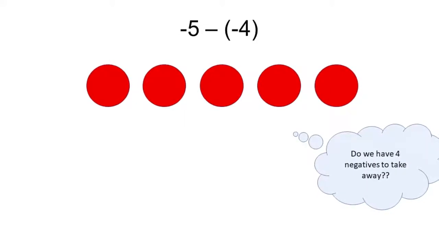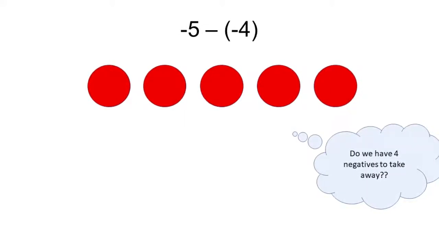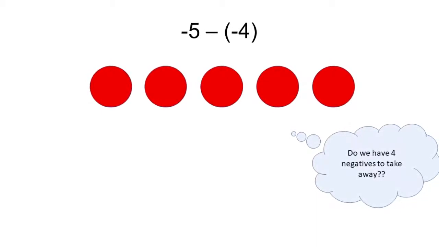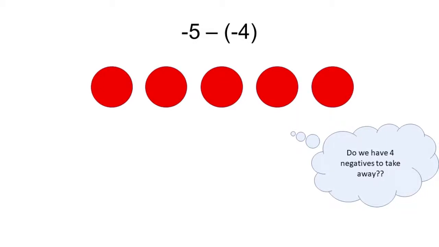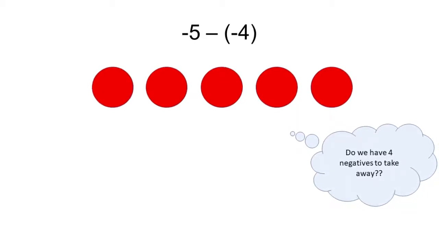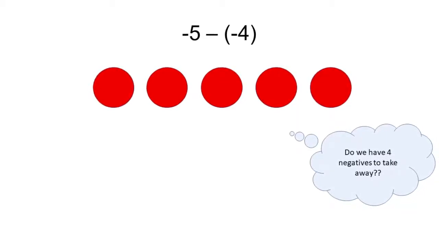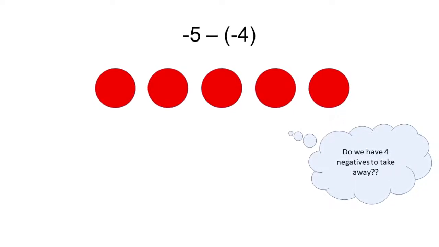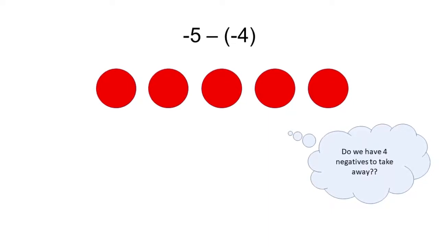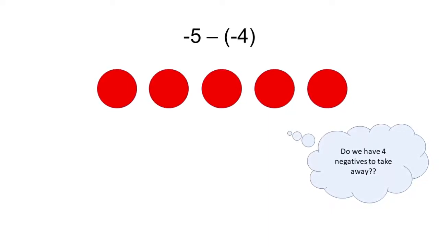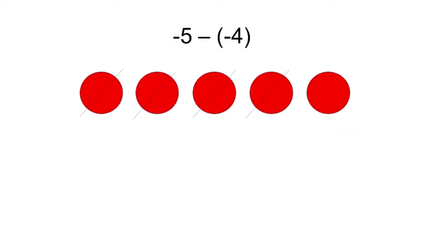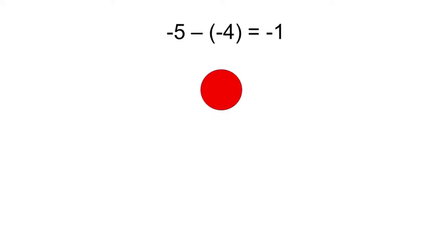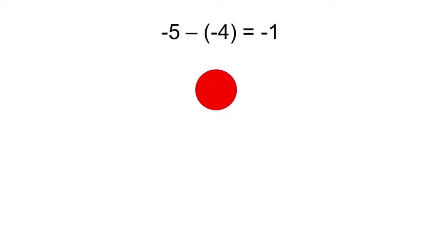In the final example that I'm going to give you, I give you negative 5 minus negative 4. Okay, so that tells me that I start with 5 red chips, and I need to take away 4 red chips because I'm taking away 4 negative. So do we have 4 negatives to take away? Absolutely, we have 4 negatives to take away. So when I take 4 away, I'm left with 1 red. So negative 5 minus negative 4 is equal to negative 1.